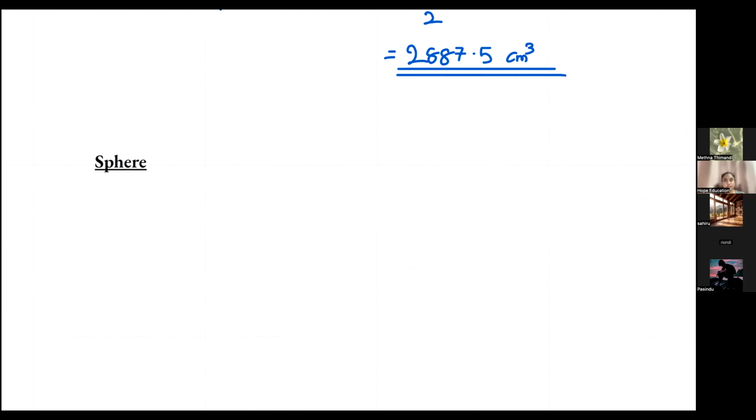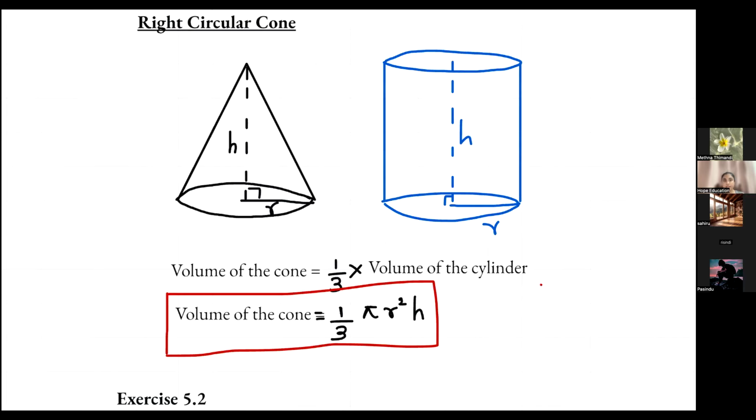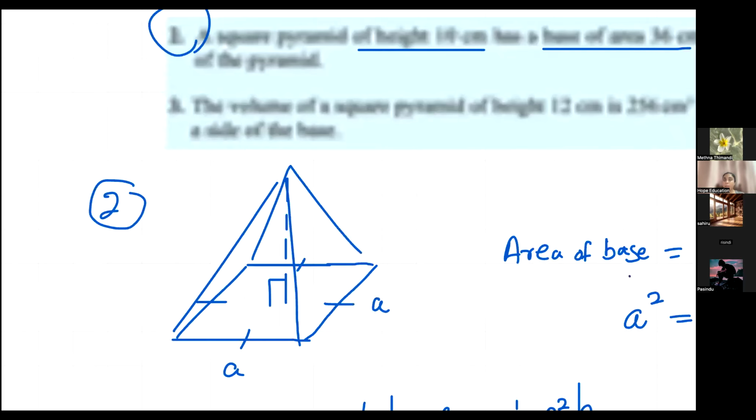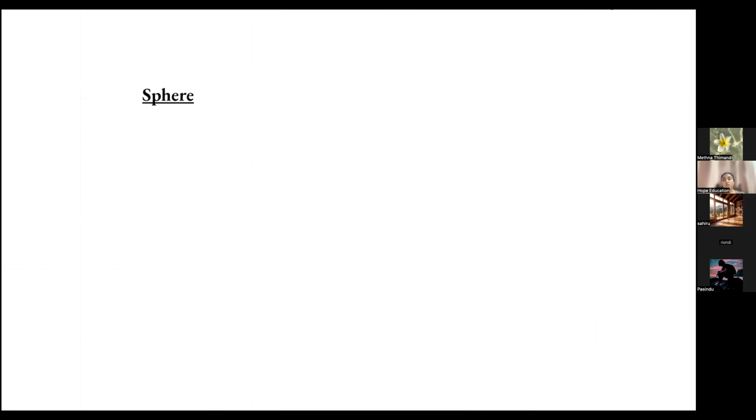For the sphere, again, as I said, here we usually see how this equation came about. In the cone, we said that. Last week in the square pyramid also, we said that. But for the sphere, I'm not going to explain that part much because it won't come in the exam and I feel like it's unnecessarily complicated. Okay. So we will straight away go ahead with the formula.